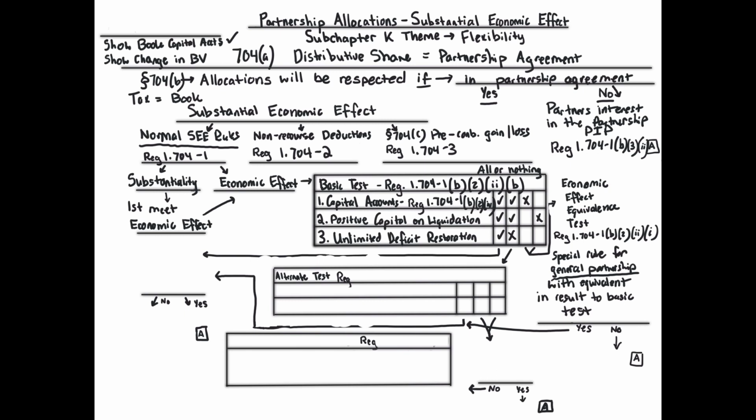If you fail number 1 or number 2 in the basic test, and you fail the economic equivalence test, then you're going to go here. It does not meet the economic effect equivalence test, a mouthful. Then it's going to be partner's interest in the partnership. Anytime we have partner's interest in the partnership, I'm going to use a little square box of A, and you'll see that elsewhere on here as well. So PIP A, and again, that's a factors test.